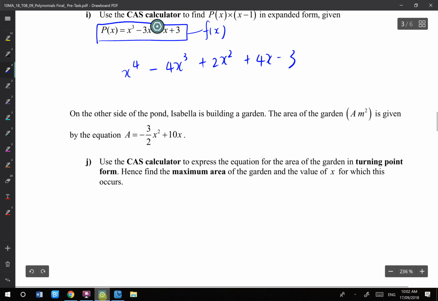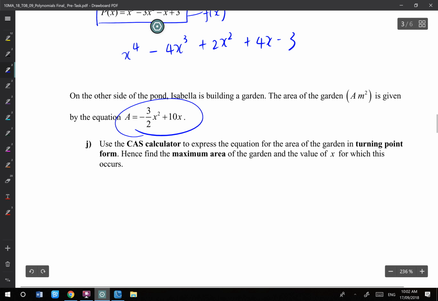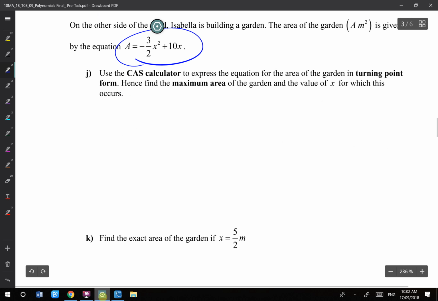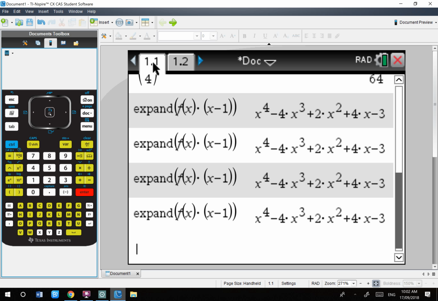On the other side of the pond, Isabella is building a garden. The area of the garden A is given by this equation. So I have X and A relationship as that. Use the CAS calculator to express the equation for the area in turning point form. Hence, find the maximum area of the garden and the value of X for which this occurs. So reading this long question, what am I trying to find? Turning point form, and then to find the turning point. So have your calculator out.